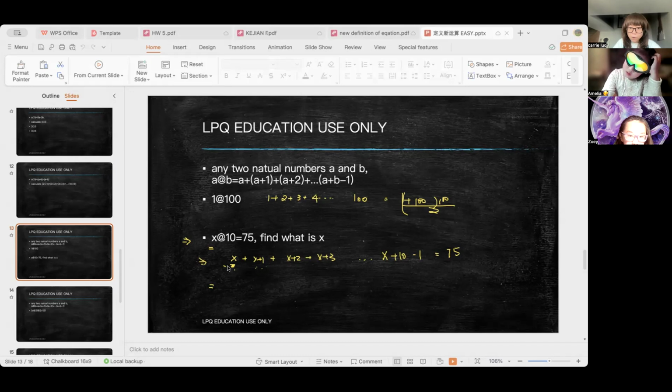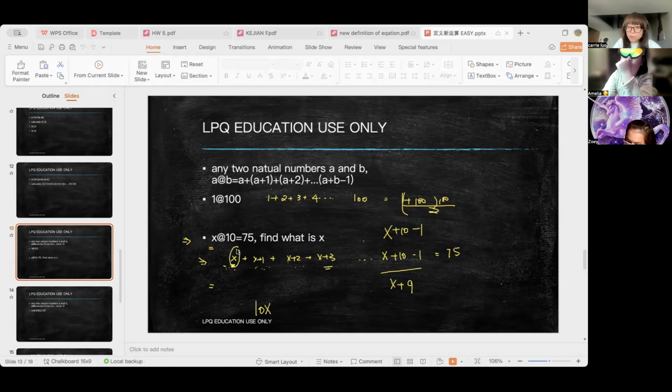There's 1, 2. Yeah. When x plus 2, how many x are there? 1, 2, 3. 3. When x plus 3, how many x are there? 1, 2, 3, 4. 4. So now we have what? X plus 10 minus 1. So equals what? X plus 9. So how many x are there? 10x. Correct?